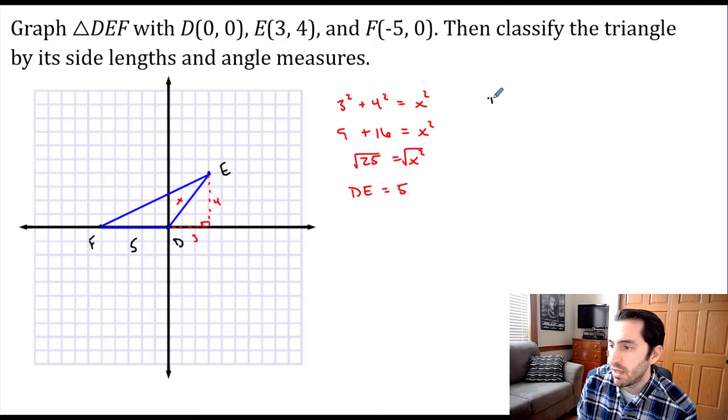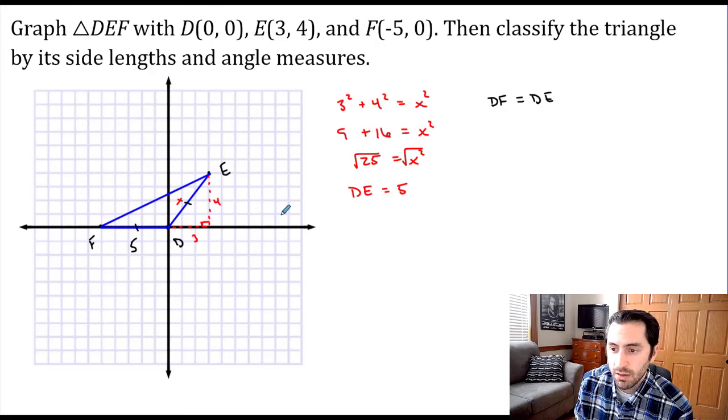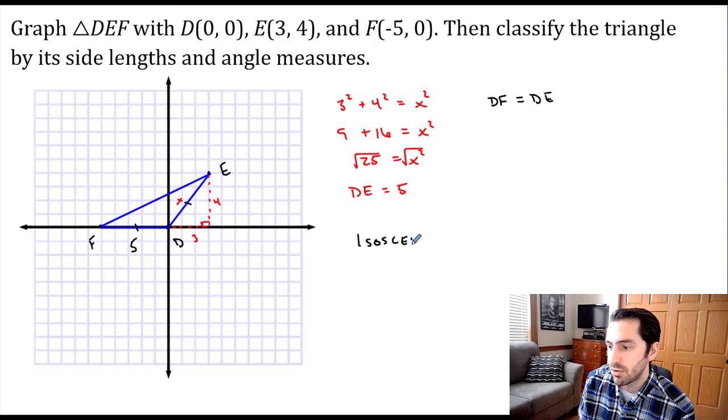So that means that DF is equal to DE. So these two segments are the same, which means that this is at least an isosceles triangle. The segment EF is clearly longer than either of those, so this is not an equilateral triangle, it's just isosceles. So we have the one obtuse angle, we have the two segments are the same, so this is an isosceles obtuse triangle.